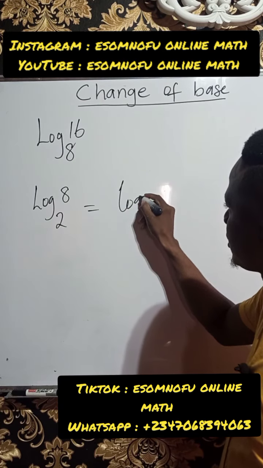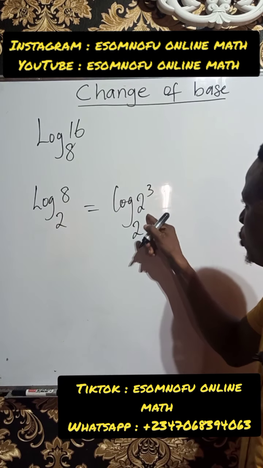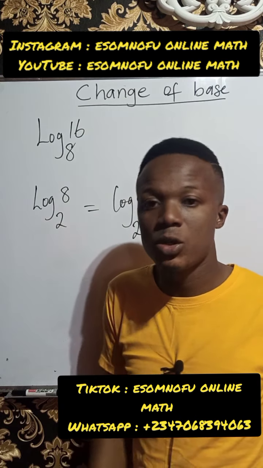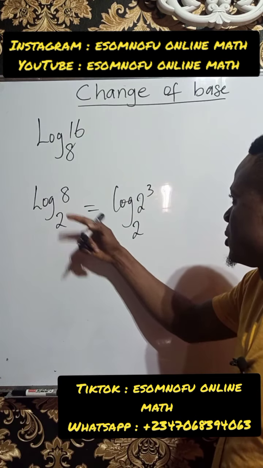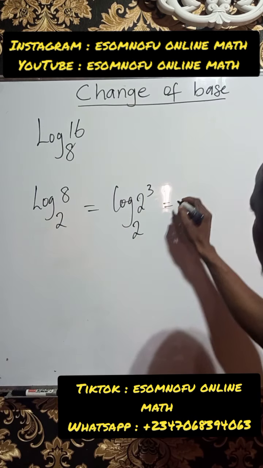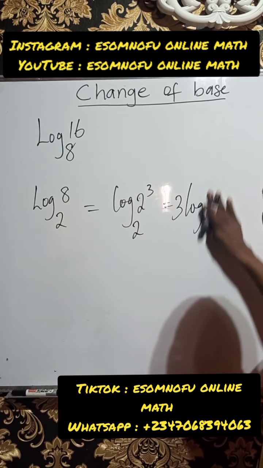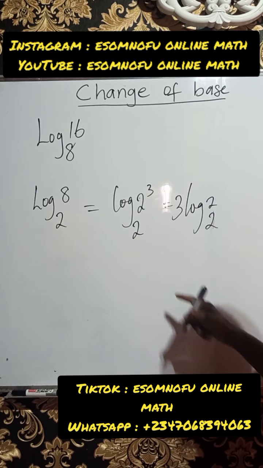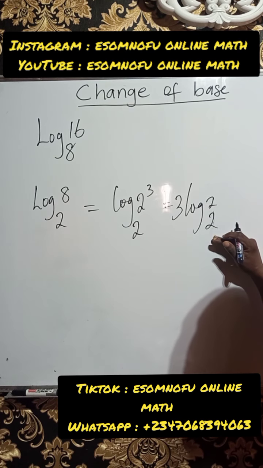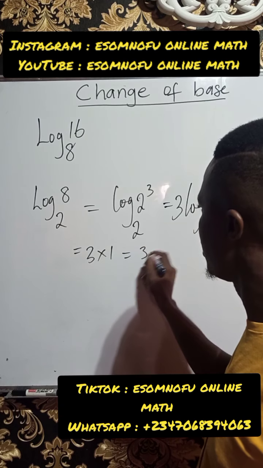because this is the same thing as saying logarithm of 2 to the power of 3, base 2, because 2 power of 3 will give us our 8. 2 power 3 implies 2 times 2 times 2, 3 times, which will give us 8. Then for the laws of logarithm, this 3 will come to the front. It will give us 3 log 2 to a base of 2, and the logarithm of 2 to a base of 2 is 1. A logarithm to its own base will always give us 1. So this is the same thing as 3 times 1, which is equivalent to 3.